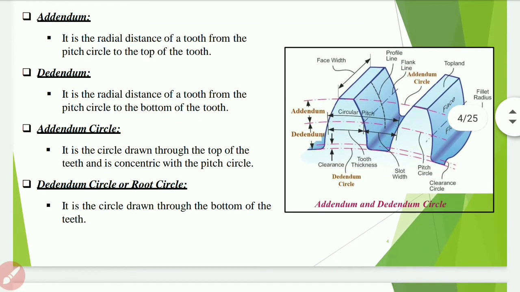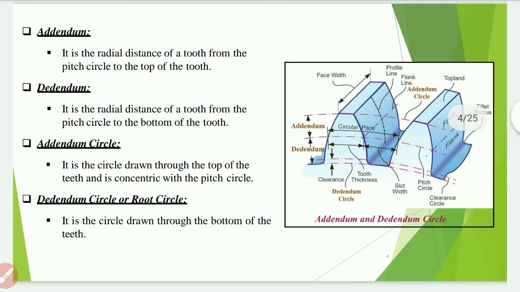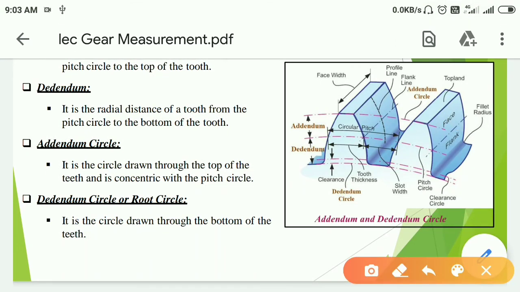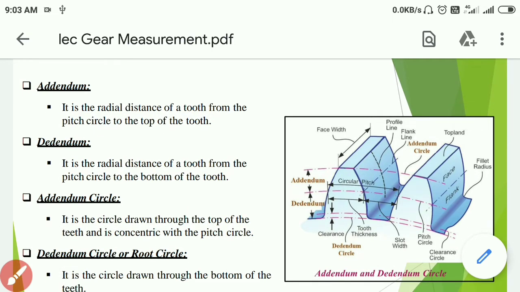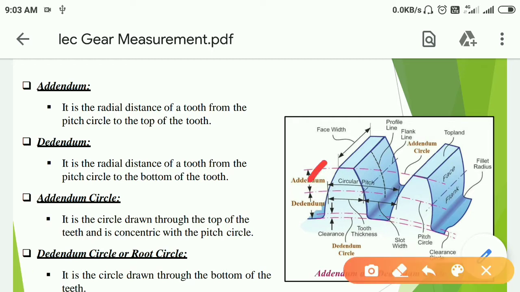Next is addendum. It is the radial distance of a tooth from the pitch circle to the top of the tooth. Here it is shown addendum. Dedendum is the radial distance of a tooth from the pitch circle to the bottom of the tooth. Here it is shown in diagram.